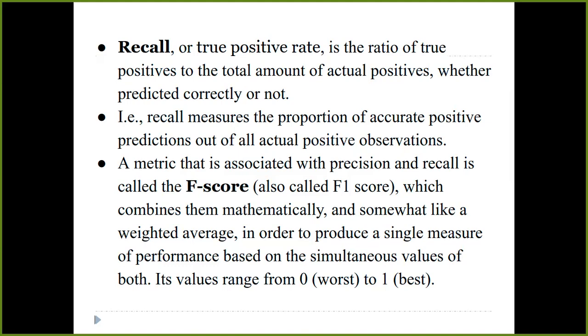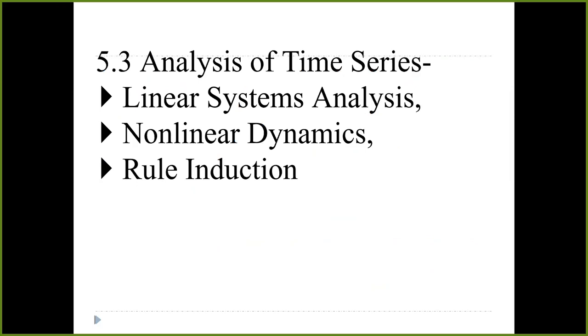Mathematically, combining these two is done in the F-score calculation, and the F-score has a value ranging from 0 to 1, where 0 shows the worst case and 1 shows the best case. Clear with this? Any doubt?